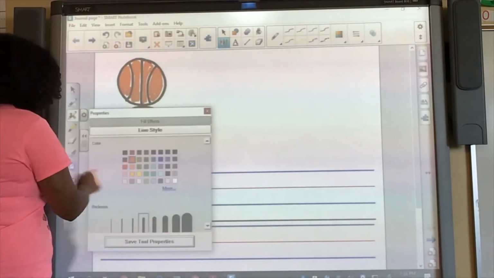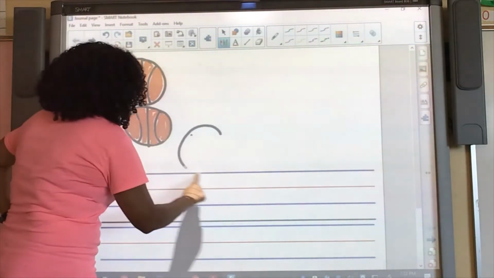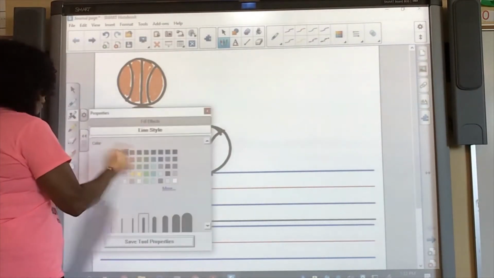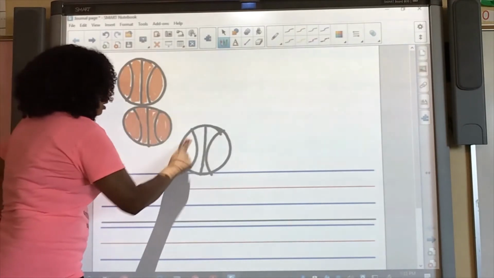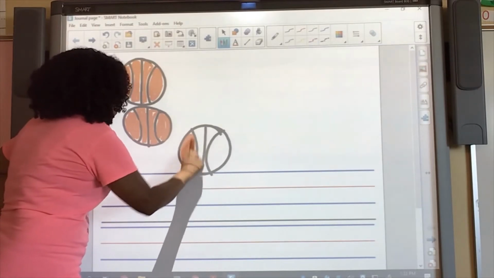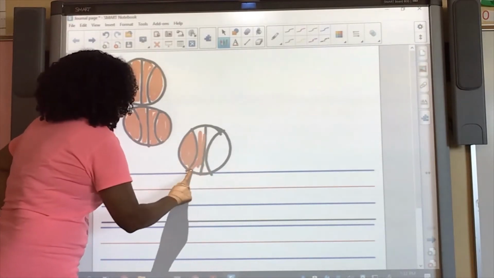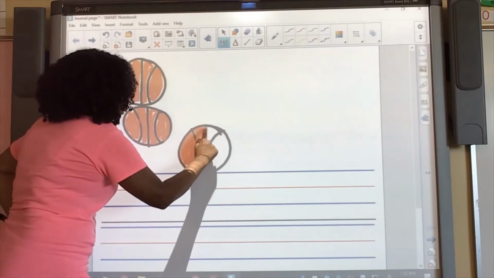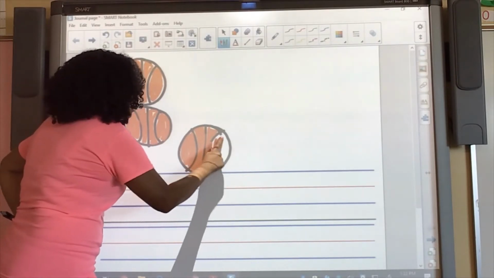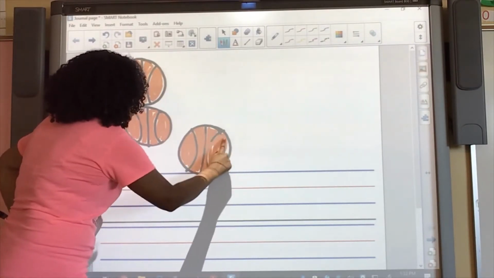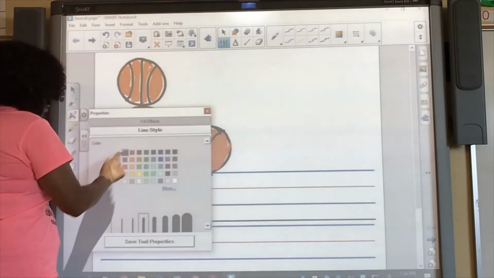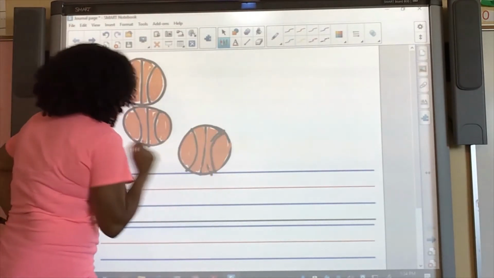So let me do 1 more. 1, 2, 3. Oh. See what happens when I don't take my time? I had to fix it. All right, and I'm coloring it in. Make sure you take your time with your coloring so that that basketball looks really nice and neat. You can tell I didn't take my time with this basketball. It doesn't look as nice as my other 2. I'm gonna redo my curvy line there. Okay, that looks better.